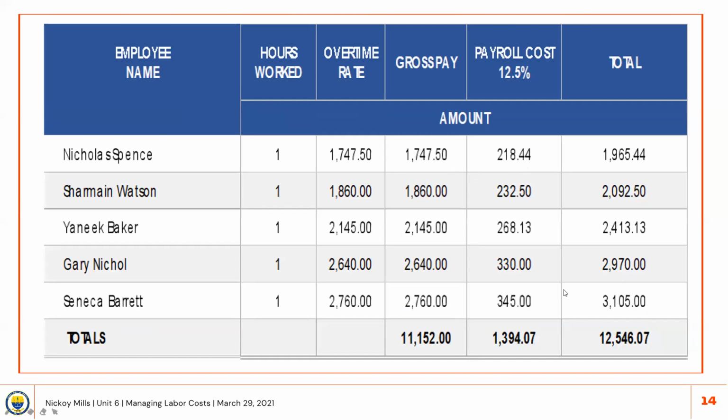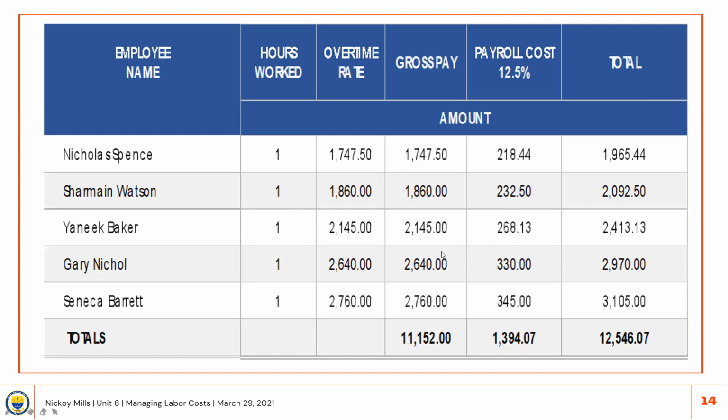And then you add that to the pay to get you the total amount that you are going to be paying. Then you do the same thing for the others. So the 1860 times 12.5% gives you $232.50, and you add that to the 1860, that gives you $2,092.50.